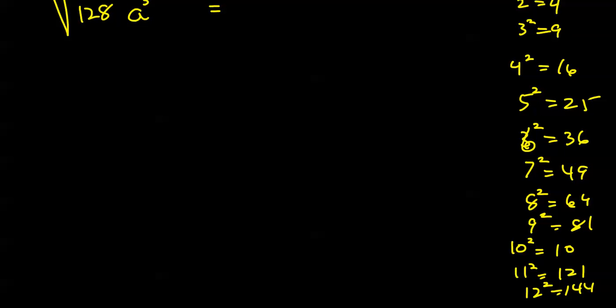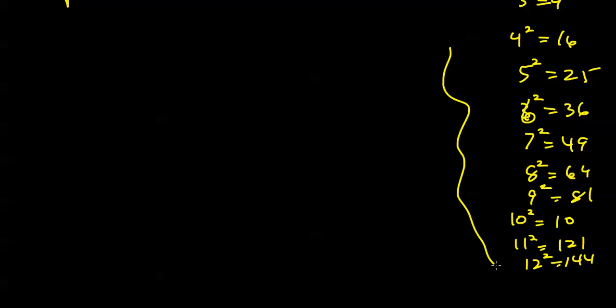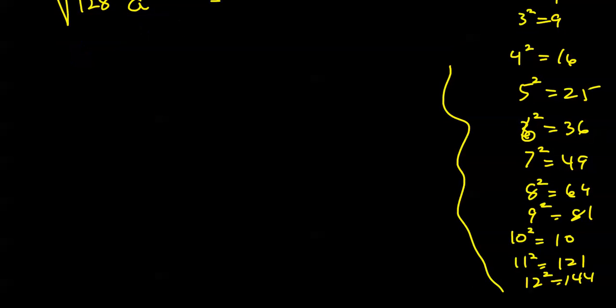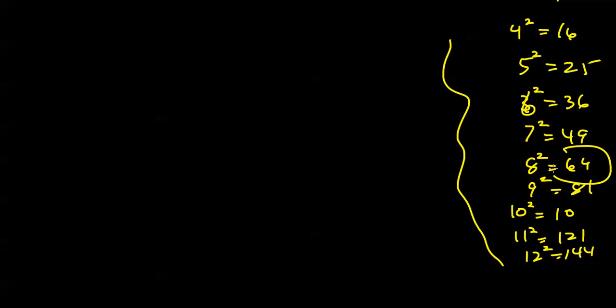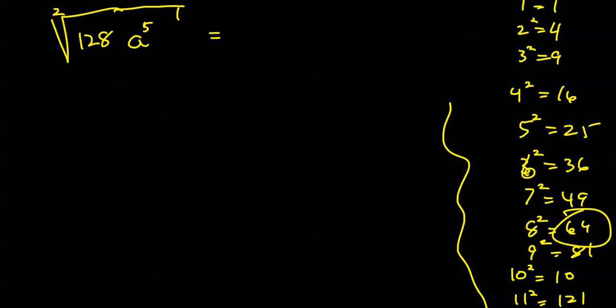Alright, the idea I'm trying to get across is 128 is not on this list. We've gotten up to 12 squared is 144. We're already too big. So 128 is not a perfect square. But I think you'll agree it contains a factor of 64 that is a perfect square. 128 is 2 times 64. So I can rewrite this root expression. Remember, no index specified means an index of 2. I can rewrite 128 as 64 times 2.